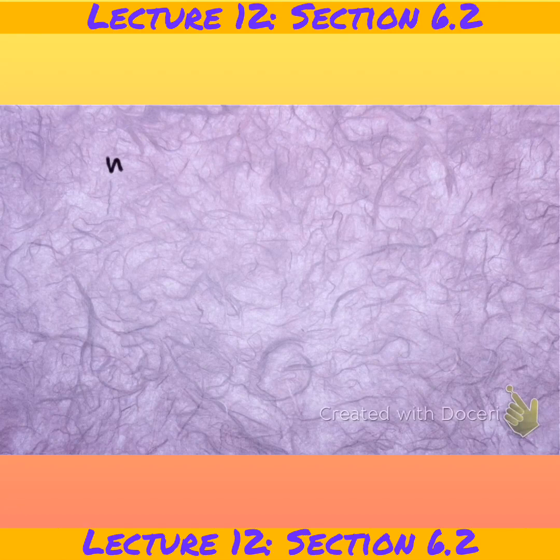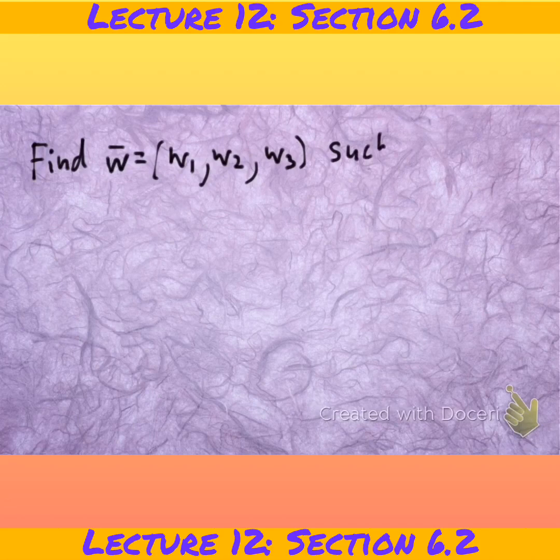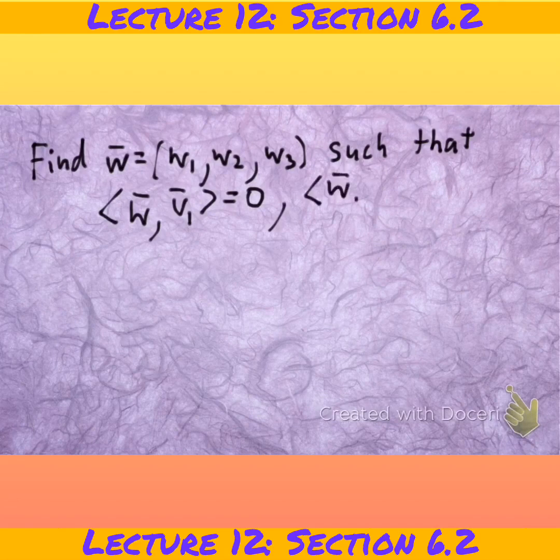Okay, so what is it that I want to find? I want to find all vectors w with components w1, w2, and w3, such that w's inner product with V1 is 0, and w also needs to be orthogonal to the second vector V2.